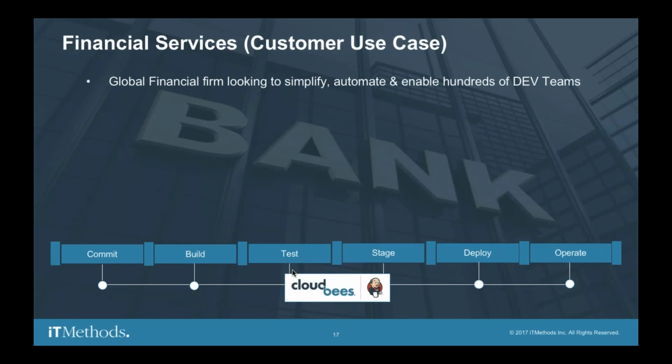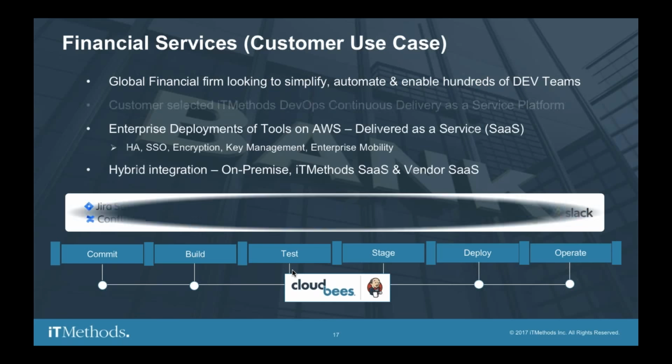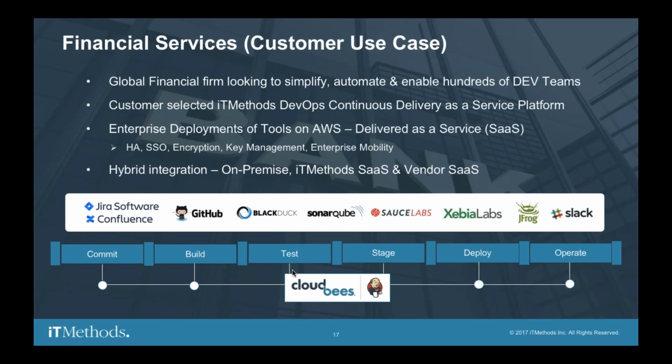So I'm going to take you through a financial services customer use case. It's a global firm with hundreds of teams. They were looking to, as part of their agile and DevOps transformation, acquire a modern tool chain that could form a new standard to start to onboard over time up to hundreds of teams into this platform. And this is what the platform looks like.